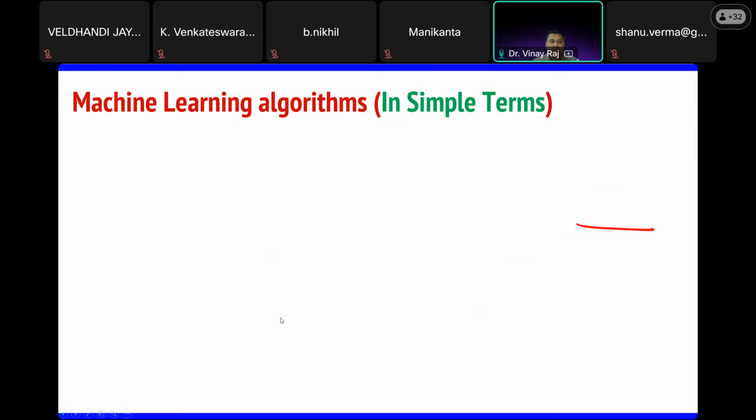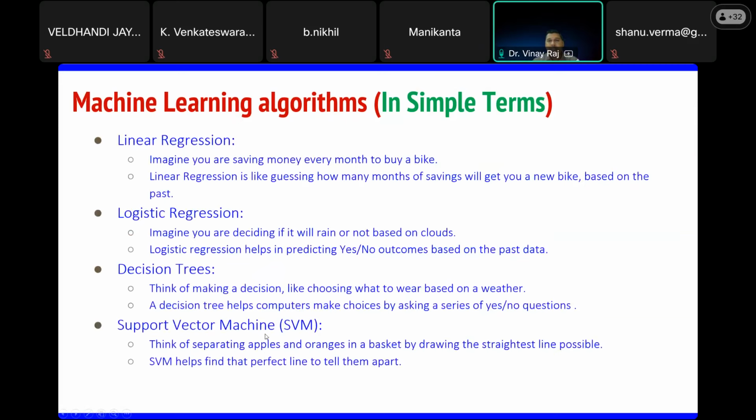Yes, SVM and random forest. See, SVM, support vector machine: if you have a basket full of apples and oranges, you want to separate them, draw a line between them. SVM helps us in drawing such a line, in classifying the things. I want to have all the apples aside and oranges aside. I want to have classification. So SVM helps us in drawing a proper line between the apples and oranges.